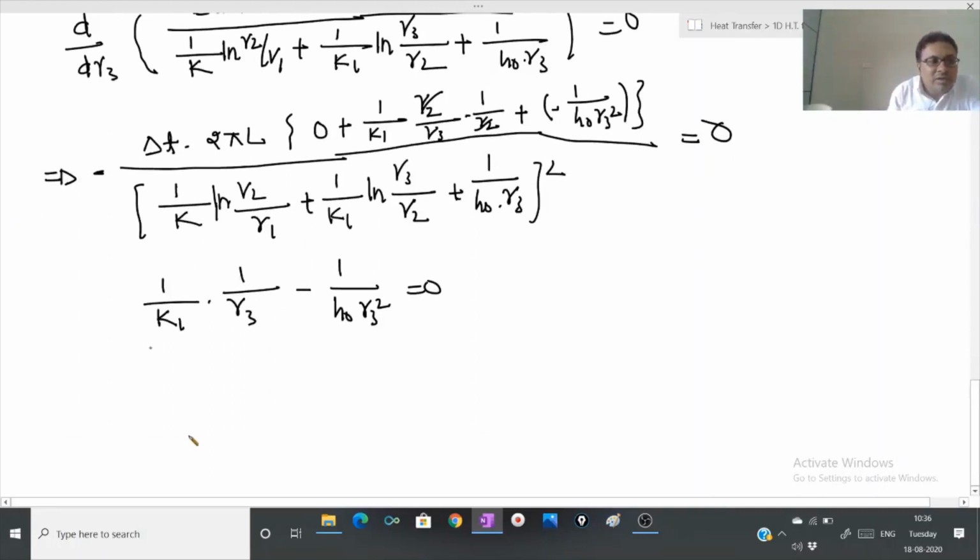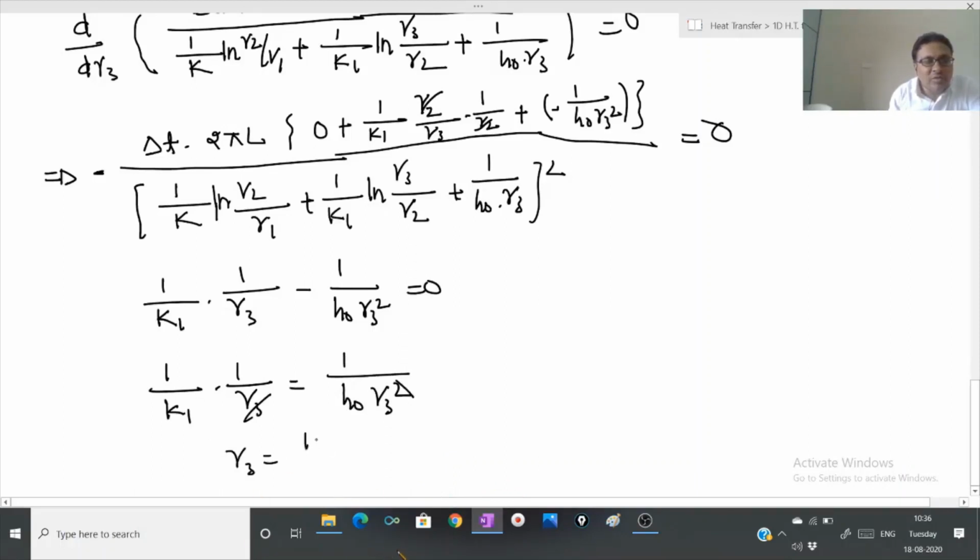Now simplify this. 1 upon k1 into 1 upon R3, and 1 over h0 into R3 square. If you simplify this, what you will get? R3 is equal to k1 over h0. And since we have applied the condition of maxima, this R3 will be equal to R critical.